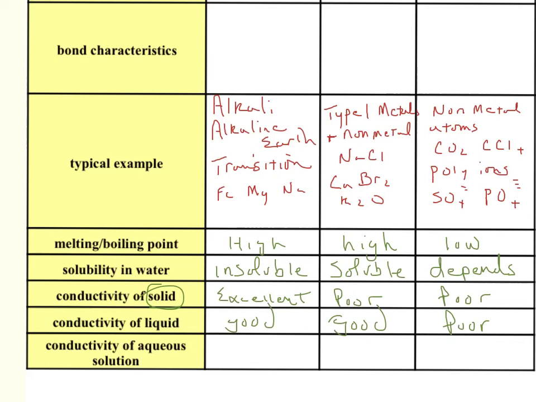And finally, conductivity in aqueous solution. This is something that's been dissolved in water, and because metals don't dissolve in water, we don't worry about that. Ionic compounds are usually very good conductors if you dissolve them in water, and guess what? Not so much for covalent. Okay?